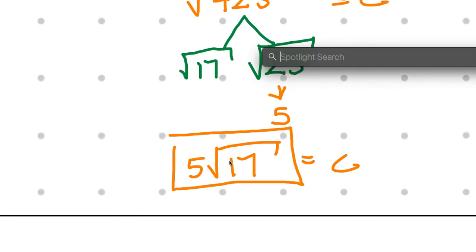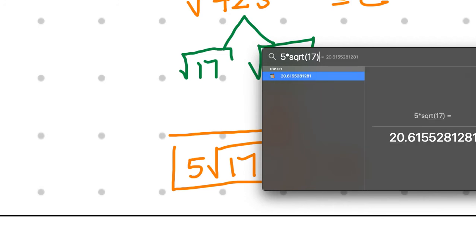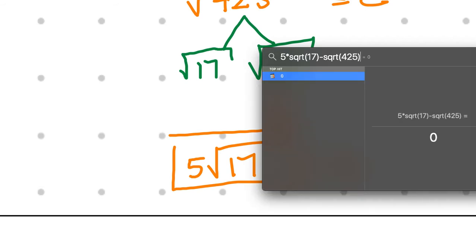If you want to have an approximation, we could say 5 times the square root of 17, which is the same thing as the square root of 425. See, if I subtract the square root of 425, I get 0. They're both the same number.